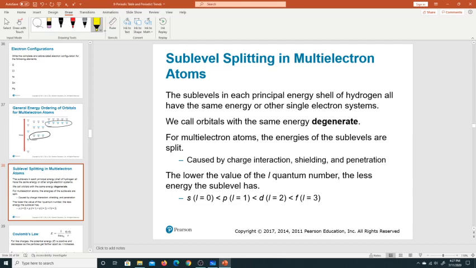So based upon how the electrons interact with one another, that's going to cause the energies to not necessarily follow a predicted pattern. The lower the value for l, the less energy the sublevel has. So generally speaking, s is lower energy than p, p is less energetic than d, d is less energetic than f. However, due to some of these effects, interactions, shielding, and penetration, that can cause these orders to be flipped around a little bit.